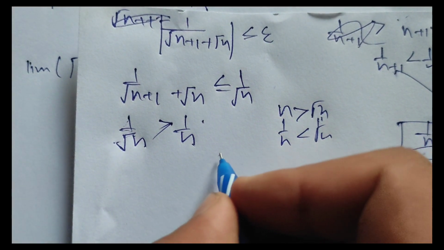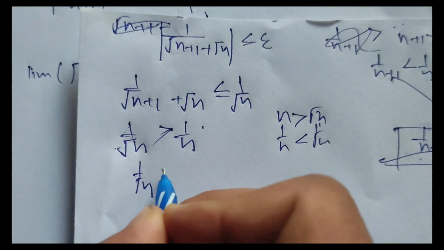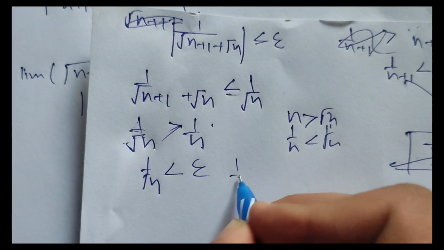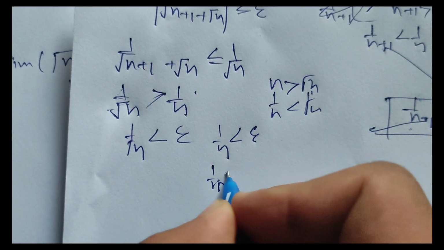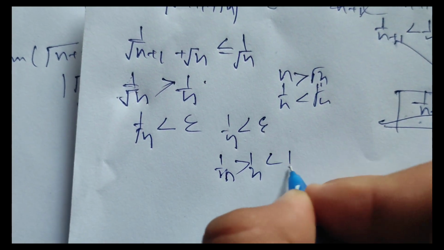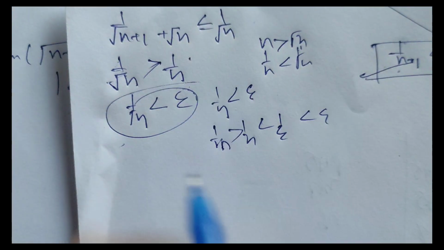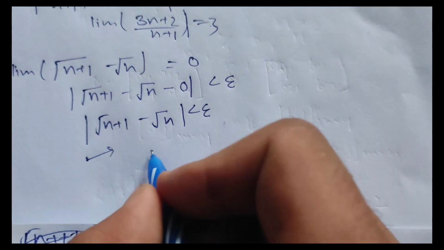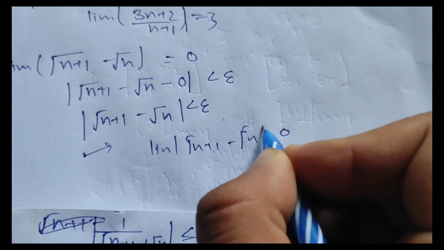And we can also say that 1 upon root n is less than epsilon because 1 upon n is less than epsilon. So overall, 1 upon root(n+1) plus root n is less than epsilon, and by this we can say that this is true, and the limit of root(n+1) minus root n is 0.